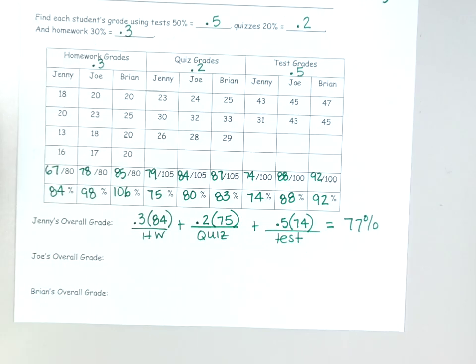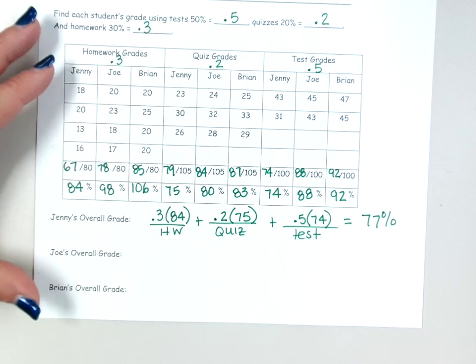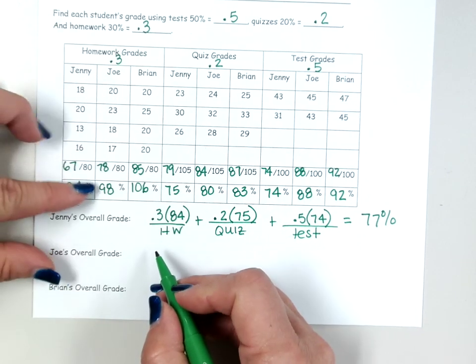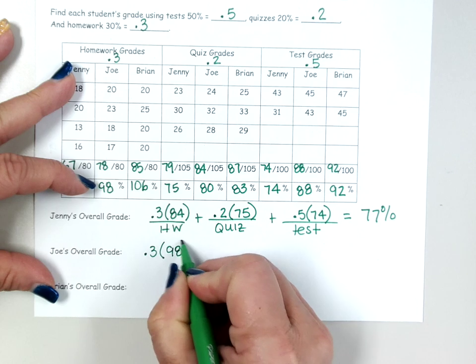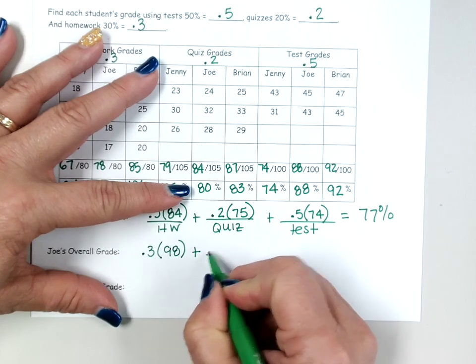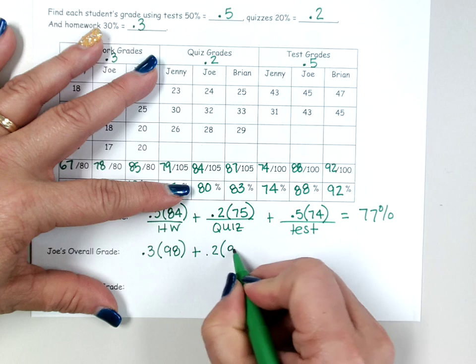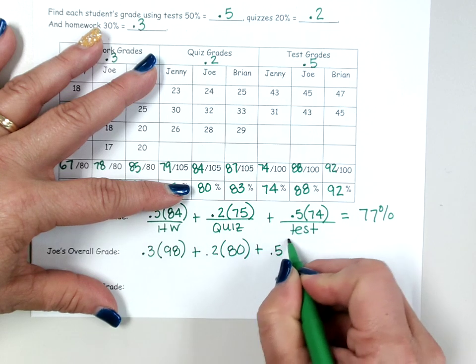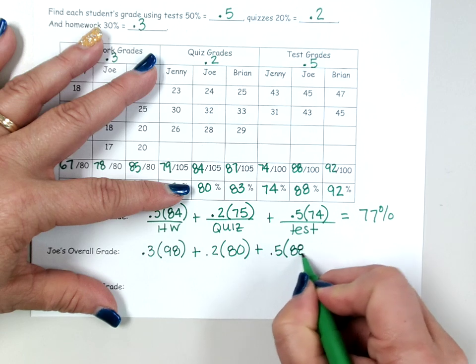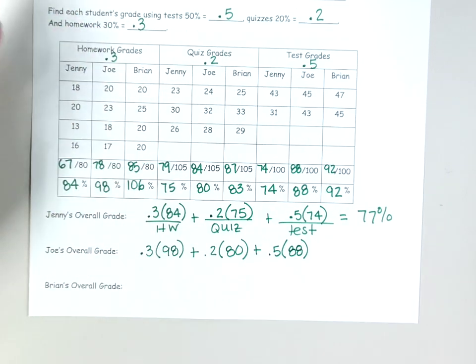I will round this also to the nearest whole percent, which would be 77. So her grade would be 77, which is a C. For Joe, 0.3 for homework times his 98 on the homework, plus 0.2 for quizzes times his 80% grade on quizzes, plus 0.5 of a weight times his 88 for the tests.